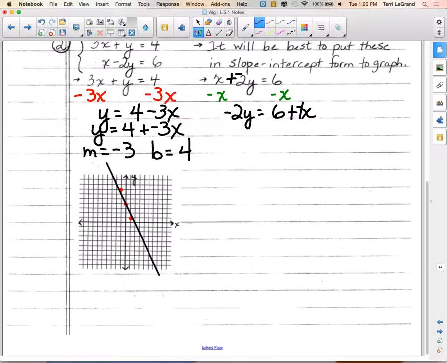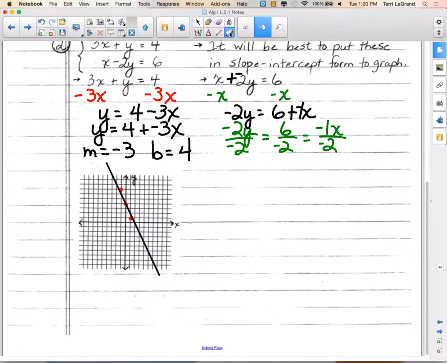Because what are we going to do next? Divided by what? Negative 2. So we're going to divide every piece by negative 2. Every piece, not just the ones that look friendly. Oopsie, that's not an equal sign there. That should be a plus sign.